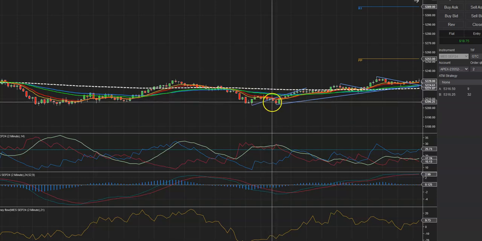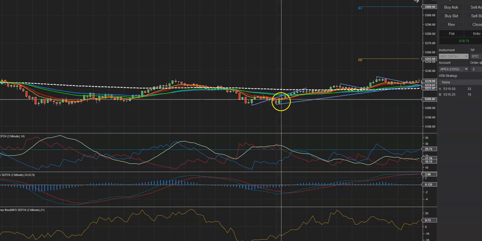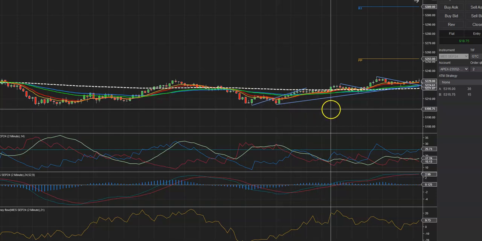which I thought it probably would. I had three contracts, got short right at this bear flag, and I got out of one of my positions, and then I hung on, and I got stopped out. I think I was down about 30 bucks.